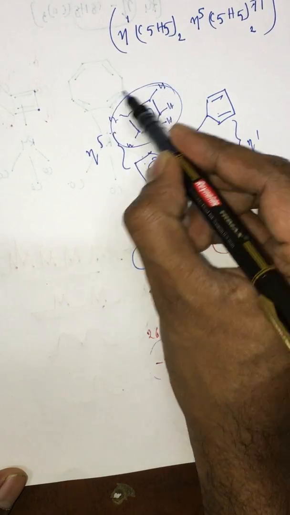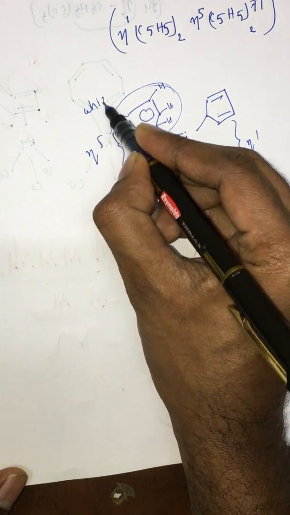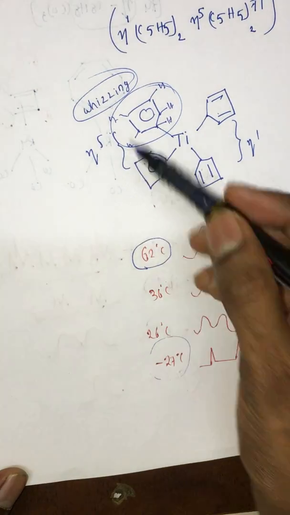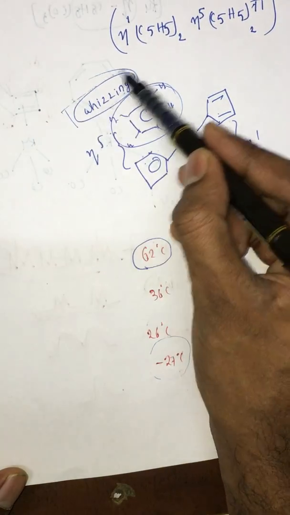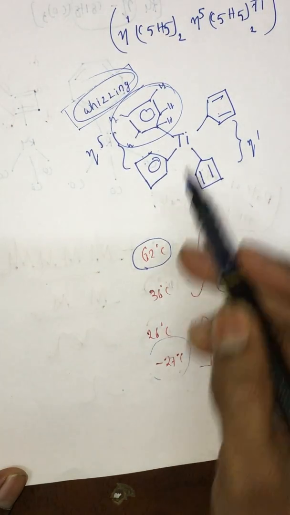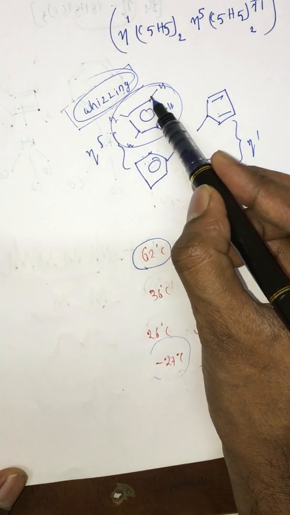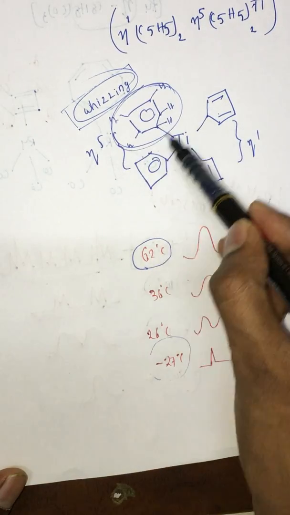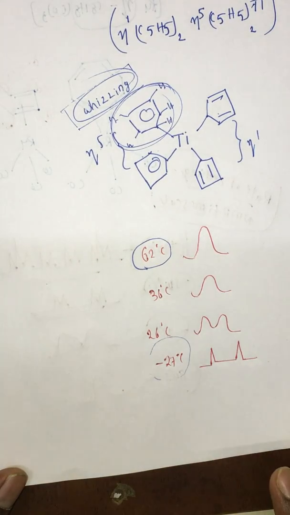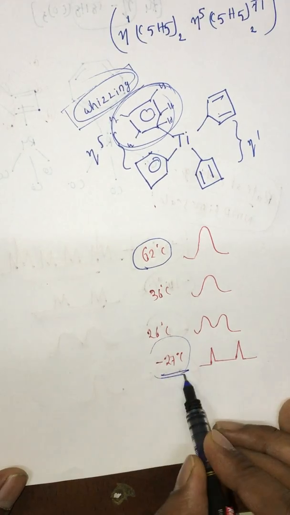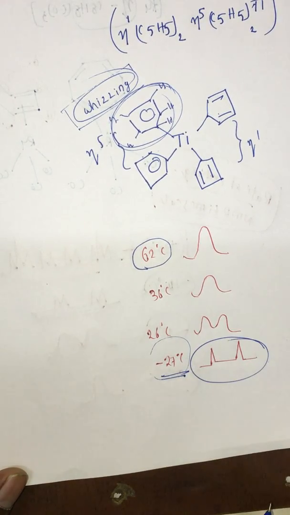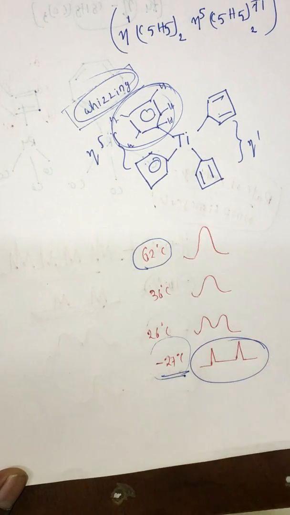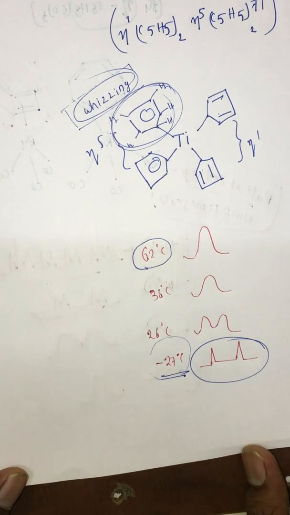because here I already told the wedging concept in my previous video. So in case of cyclopentadienyl, we will come across the wedging phenomena. In wedging phenomena, around the axis there is a rotation. So because of that, all the protons will be same in a cyclopentadienyl. So at minus 27 degrees centigrade, we get two sharp signals. One is for N5 cyclopentadienyl, another one is for the N1 cyclopentadienyl.